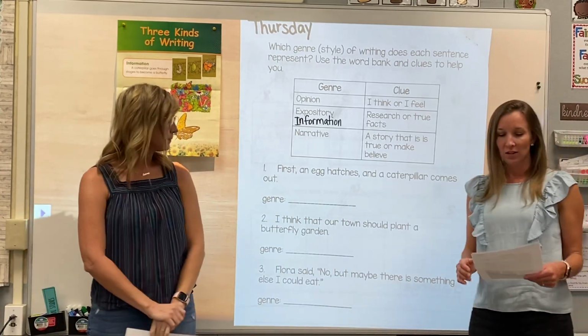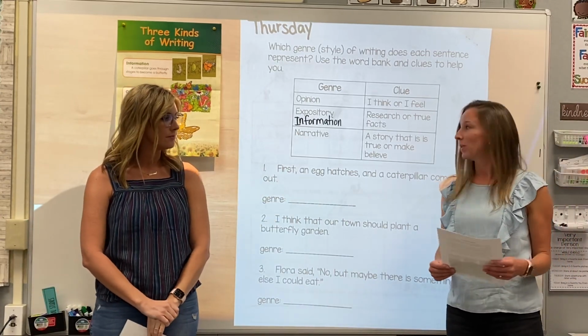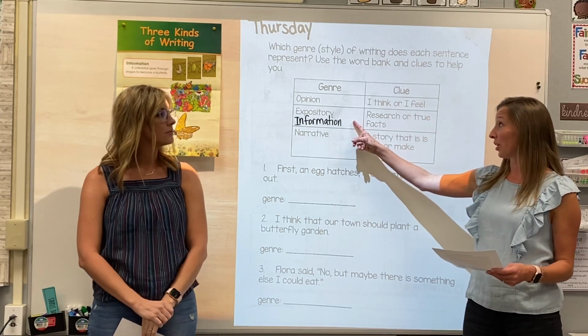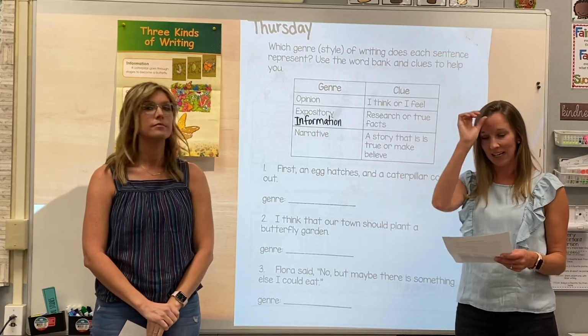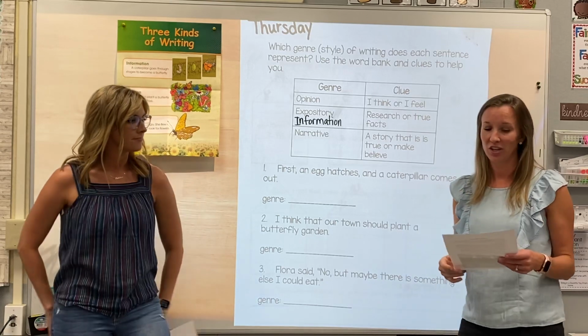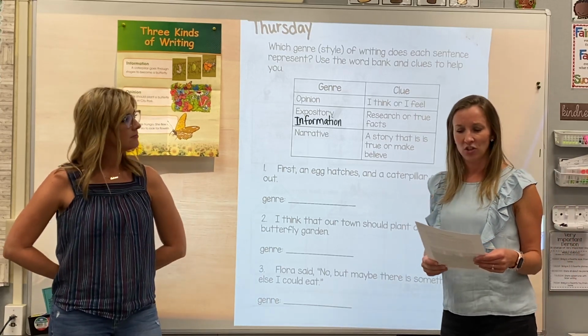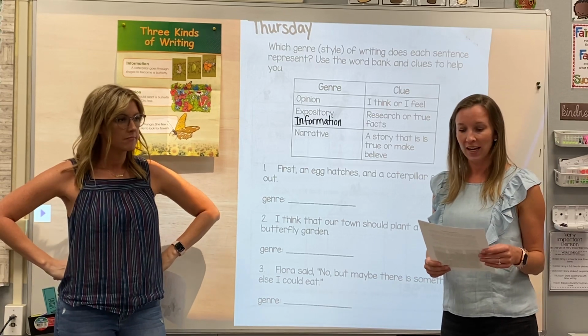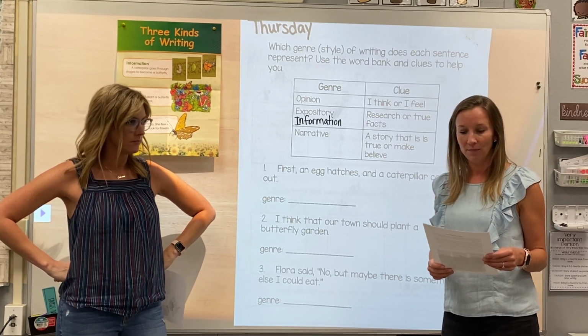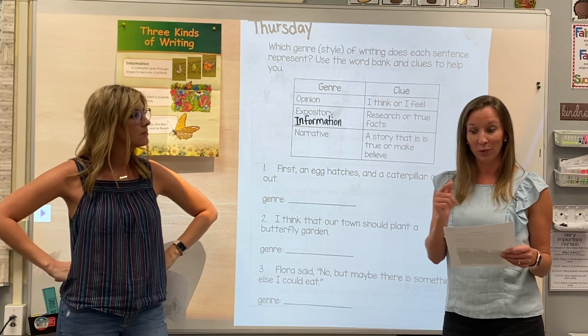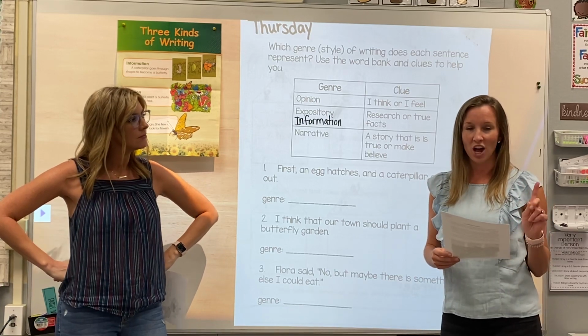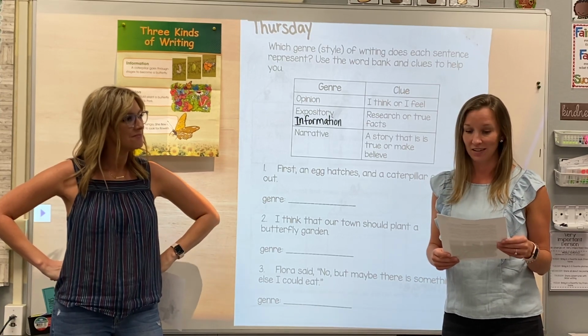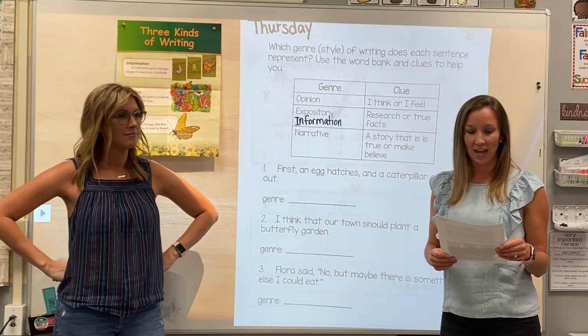All right. So my first story is going to be an expository or informational, so it's going to be filled with true facts, and it's called A Big Change. How does a caterpillar change into a butterfly? It goes through stages. First, an egg hatches and a caterpillar comes out. A caterpillar is small and wiggly. It has one job. That job is to eat. The more it eats, the fatter it gets.